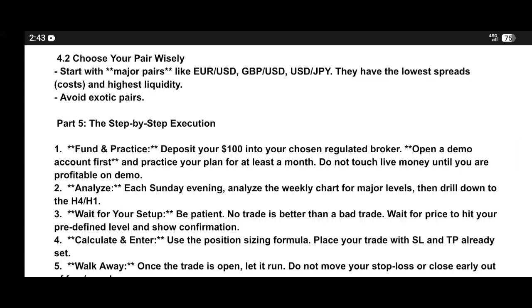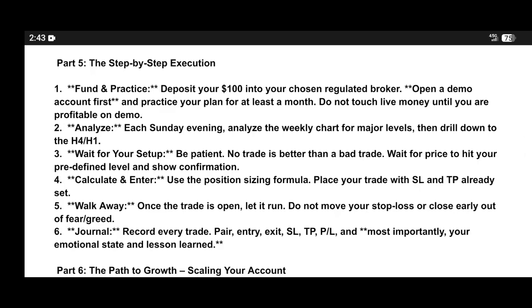Then number 4 is calculate and enter. Use the position sizing formula. Place your trade with stop loss and take profit already set. Then number 5 is walk away. Once the trade is open, let it run. Do not move your stop loss or close early out of fear or greed. Number 6 is journal. Record every trade: entry, exit, stop loss, take profit or loss, and most importantly, your emotional state and lessons learned.